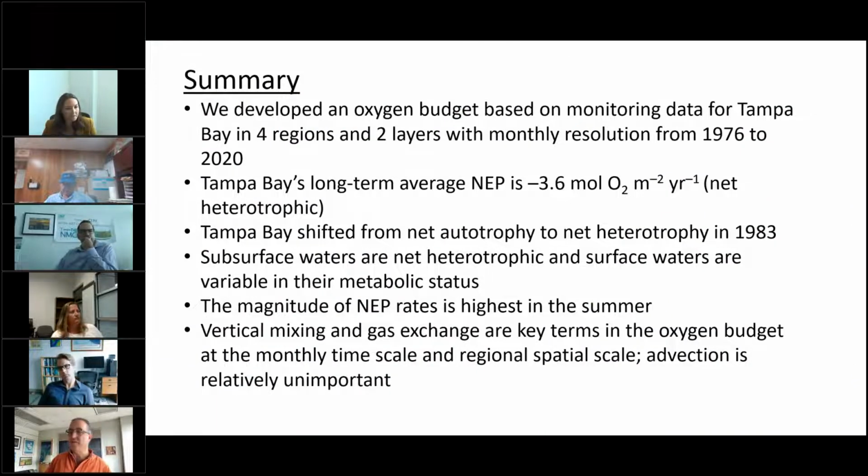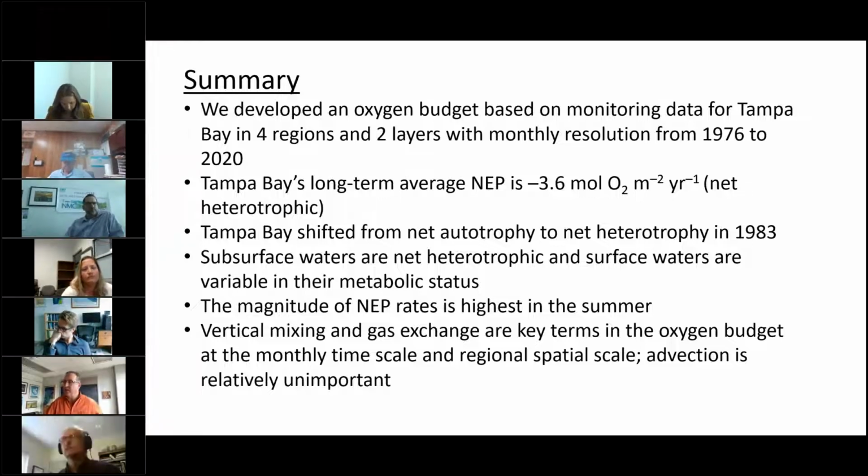So to summarize, we developed an oxygen budget based on monitoring data for Tampa Bay in 4 regions and 2 layers with monthly resolution over this about 45-year period. Tampa Bay is on average, and for the whole system, net heterotrophic. That means it's a consumer of organic matter, organic carbon, consumer of oxygen, producer of CO2.